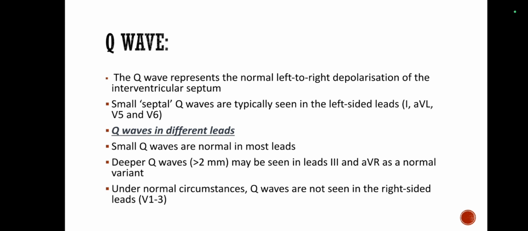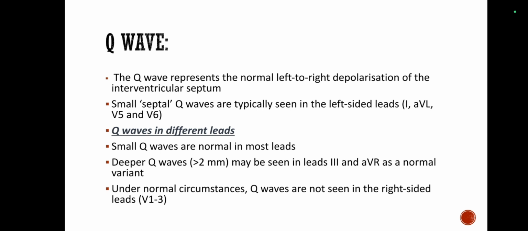So the second one is the Q wave. The Q wave represents the normal left to right depolarization of the interventricular septum. Small septal Q waves are typically seen in the left-sided leads, which are lead 1, AVL, V5 and V6. This is also called the lateral leads.